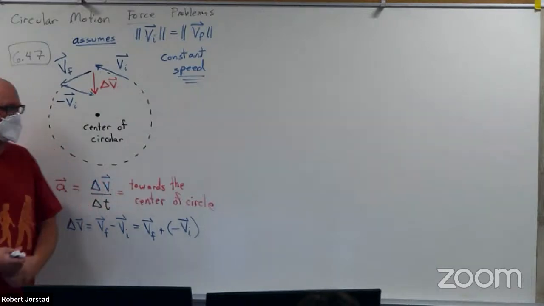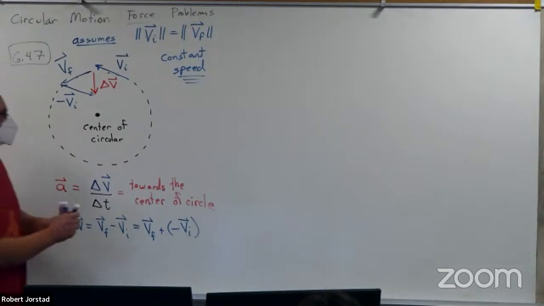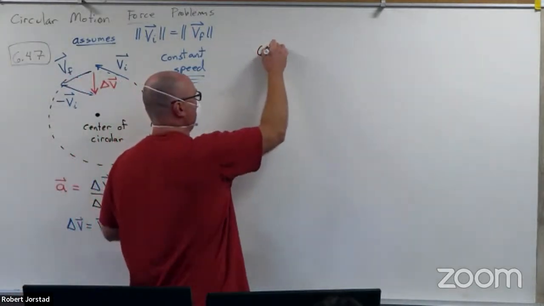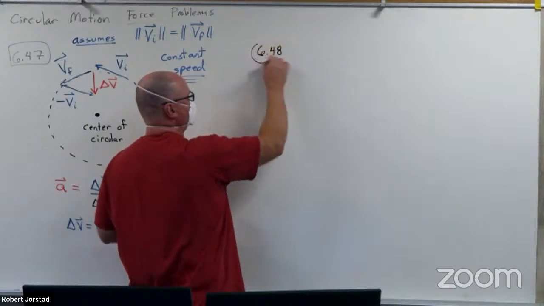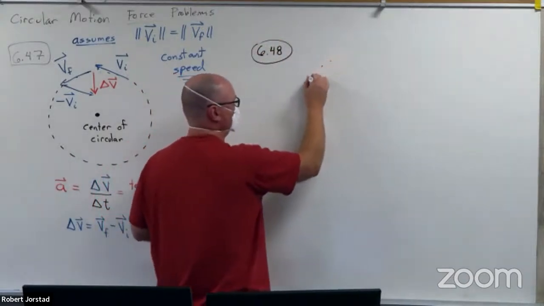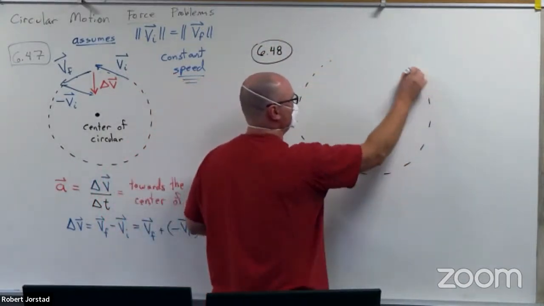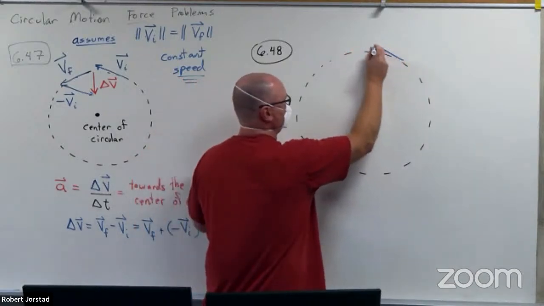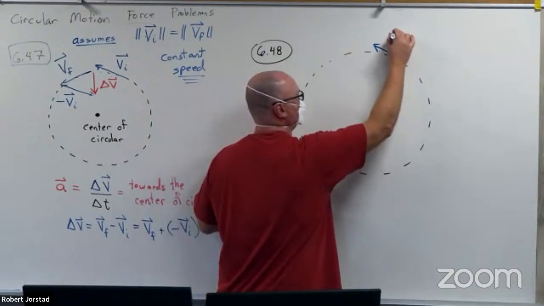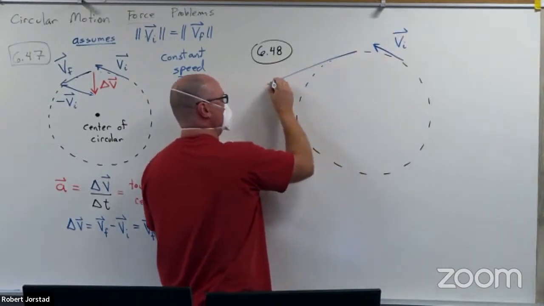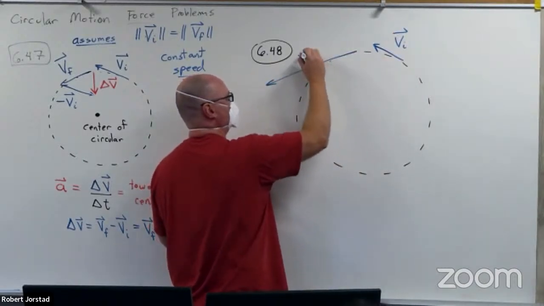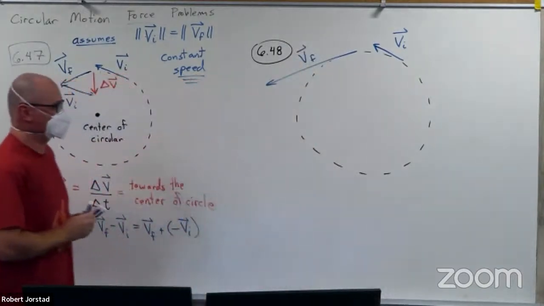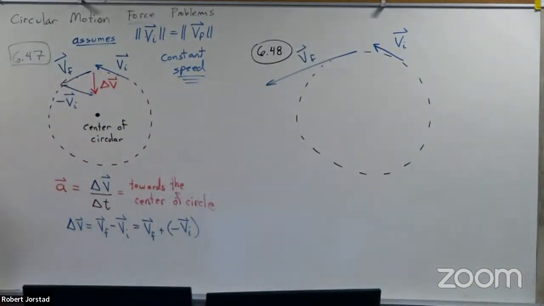Okay? We can take this one step further. Look at 6.48. What if the speed was changing somehow? Then it gets even more complicated. Let's say your v initial is this way, and your v final is a lot bigger over this way. So in this case, not constant speed.